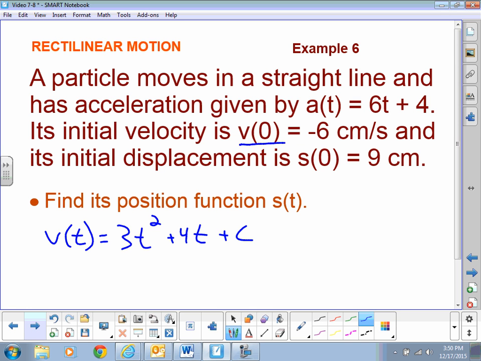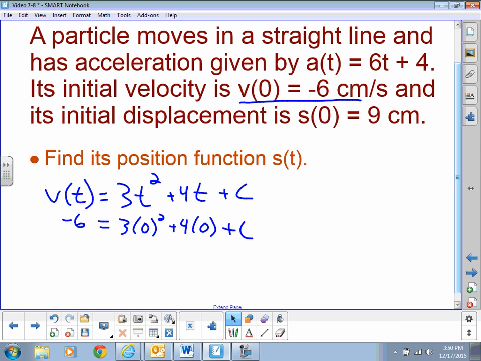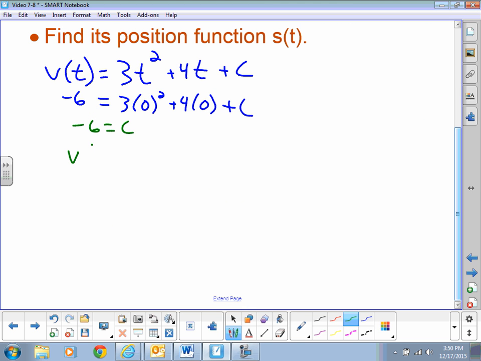Well, they told us our initial velocity at time 0 was negative 6. So let's sub in negative 6 for our velocity. We'll have 3 times 0 squared plus 4 times 0 plus c. We will then get negative 6 equals c. So our actual velocity function is 3t squared plus 4t minus 6.